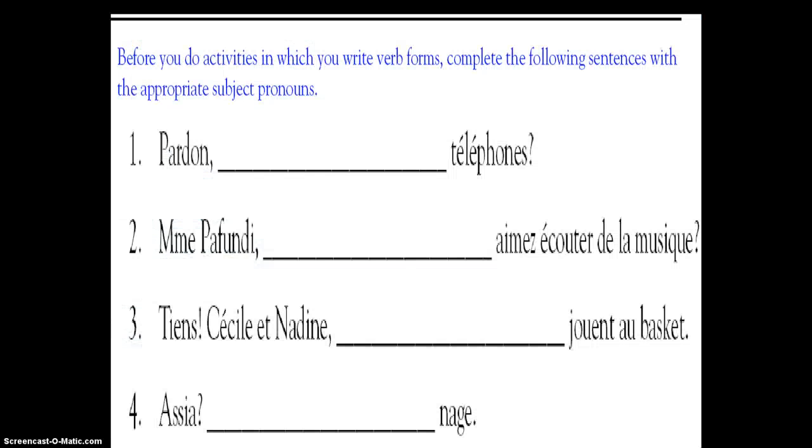All right. So now let's go ahead and practice just so that we see that we really understand what's going on here. Okay. So let's start with this one here. It says the instruction. Always make sure you read the instruction before you do activities in which you write the verb form. Complete the following sentences with the appropriate subject pronoun. Before I move on, I actually have you practice on conjugating the verb. I need to make sure that you know the specific subject pronouns.